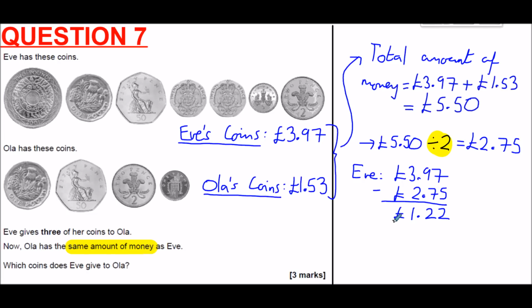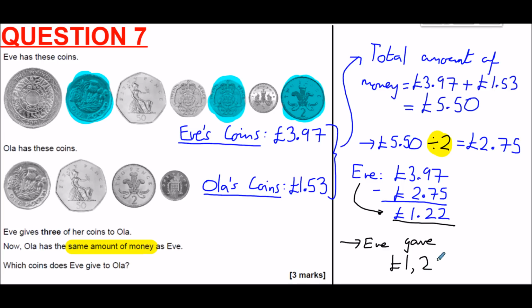And so from that, we can work out what coins she must have given away. So Eve gave away £1.22. So what 3 coins of Eve's, because there's 3 coins, remember, total £1.22. And what we should be able to see, hopefully fairly easily, is that that would be a £1 coin, one of the 20p coins, and a 2p coin, because £1 plus 20p plus 2p comes to £1.22. And so Eve must have given away £1, 20p, and a 2p.